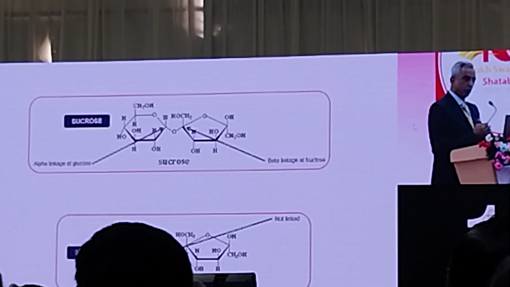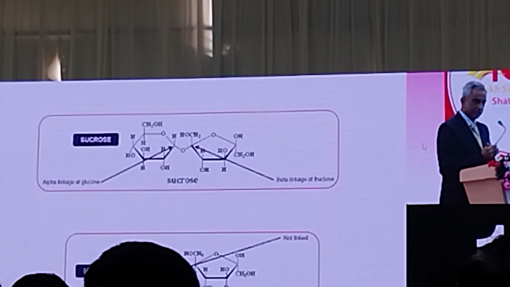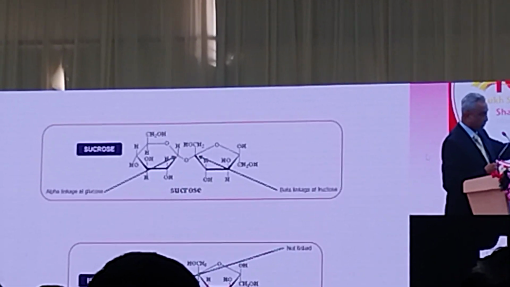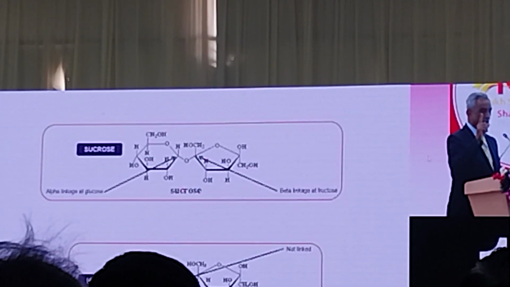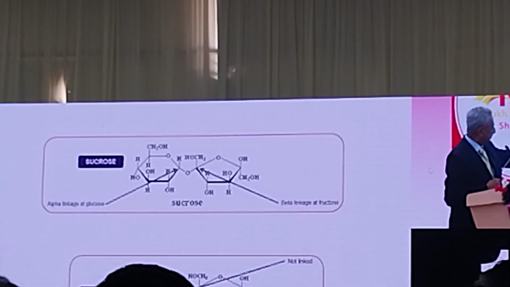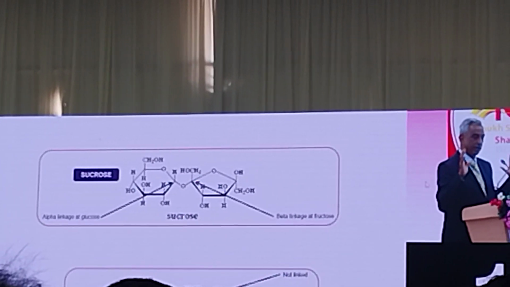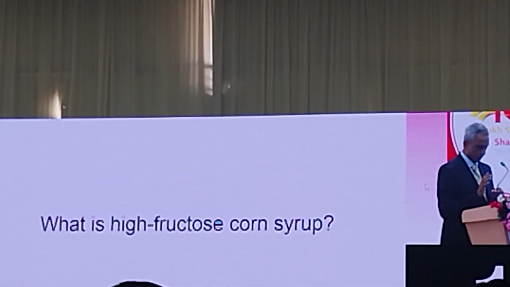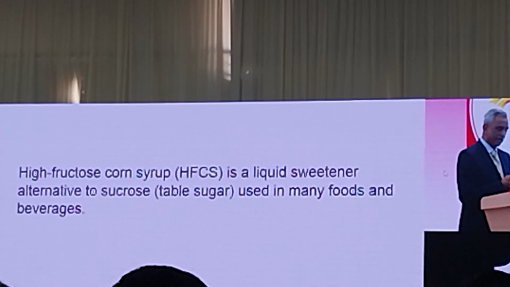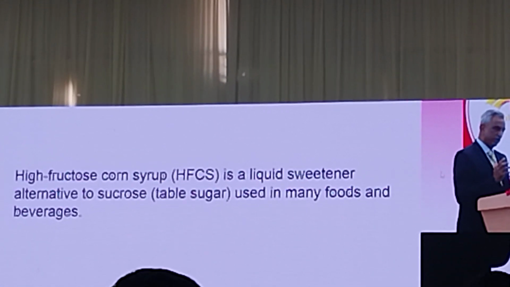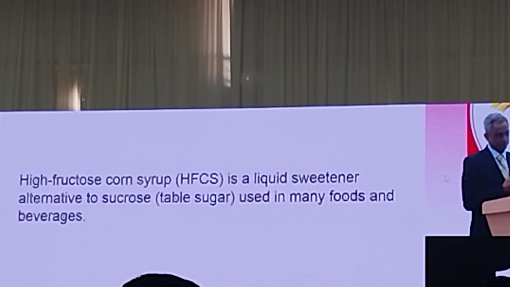So what is high fructose corn syrup? What is fructose toxicity? It is two molecules of glucose and fructose together but not combined. They are loose. So fructose is loose, and fructose is easily available in high fructose corn syrup. High fructose corn syrup is a liquid sweetener which is an alternative to table sugar.